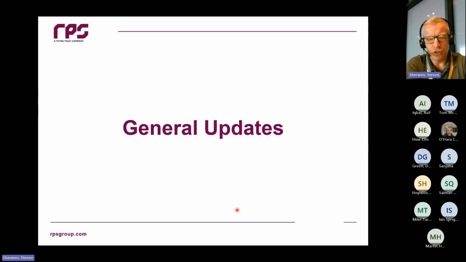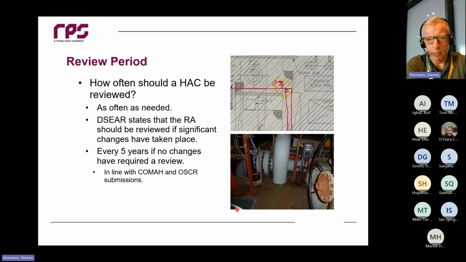Okay, some more general updates, some qualitative updates. The first one is that the working group decided to put in an interval of how often area classification should be reviewed. The reason for this is that it's a question we get asked a lot. How often should we redo our zoning studies? Obviously you should redo your area classification whenever anything changes. So if you've got a new process, a change in material, or changes in pressures in the process, then you should review your classification.